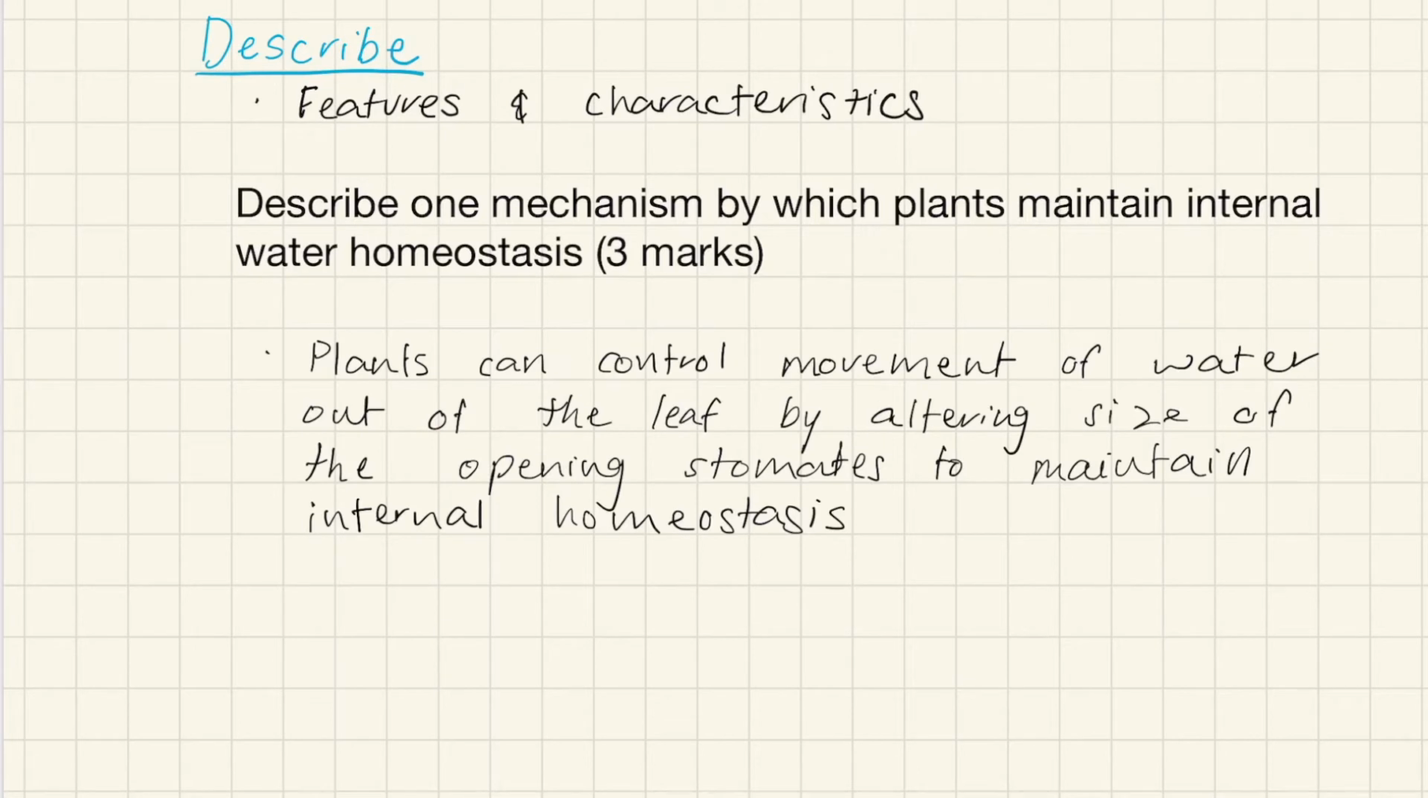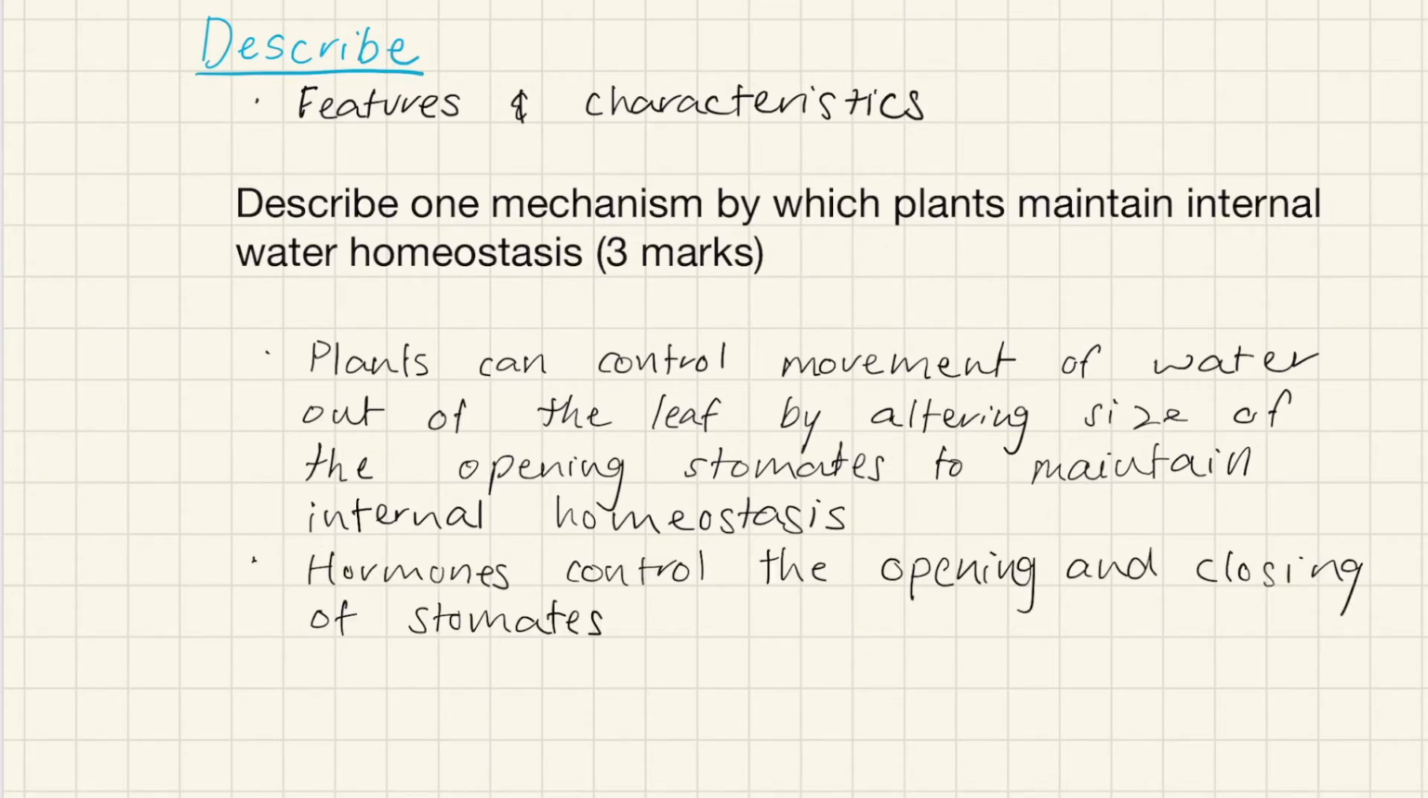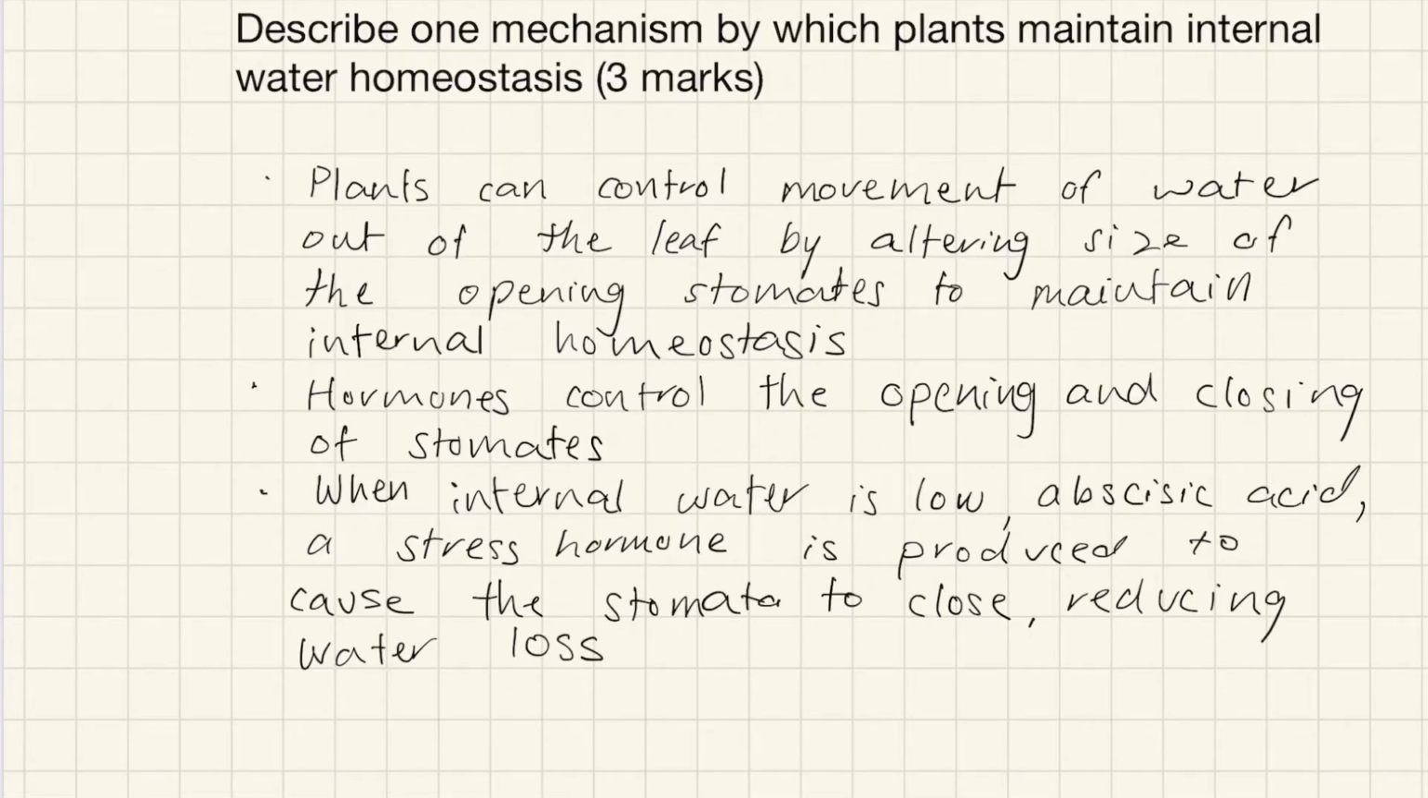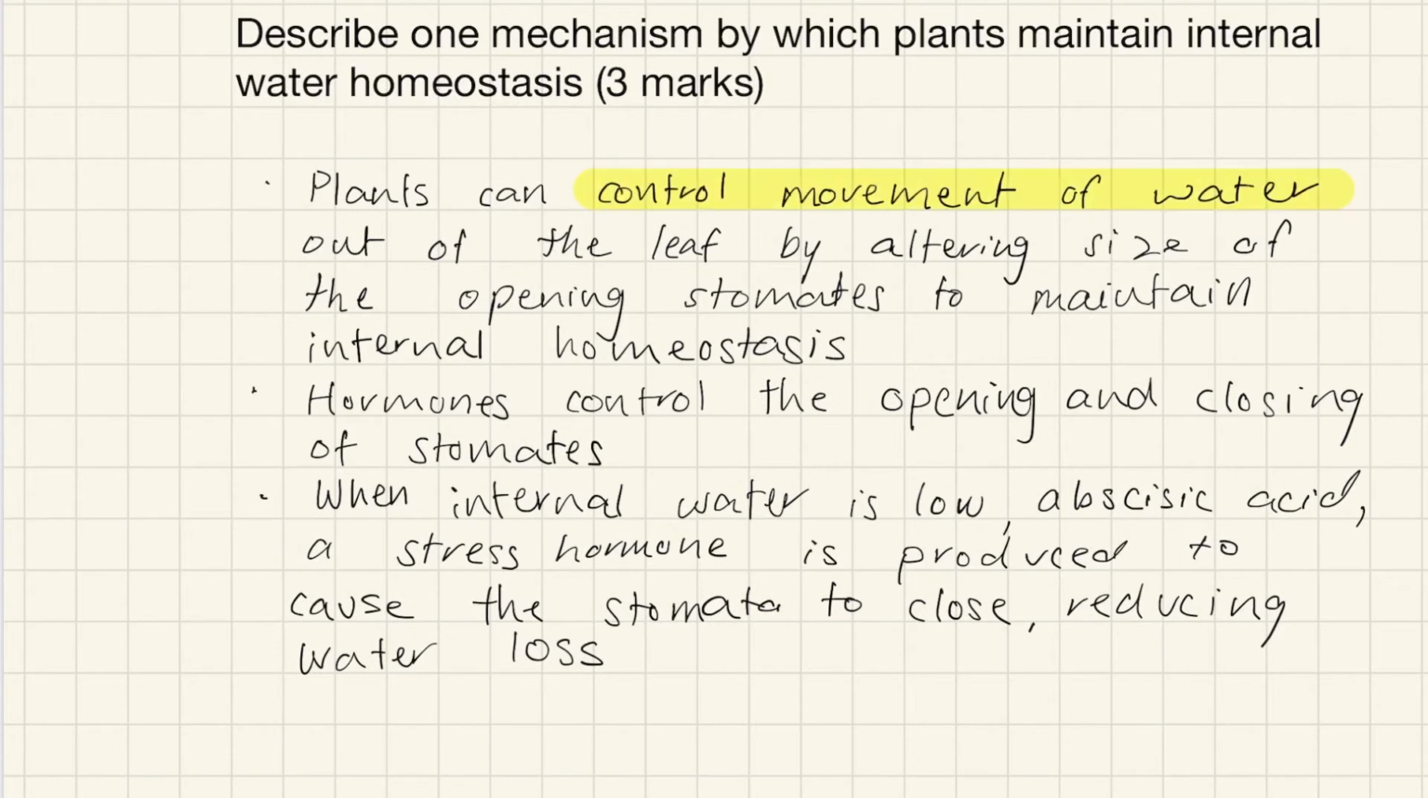This question only requires us to talk about one mechanism, so we are going to talk about how water is controlled by the opening and closing of stomates. We're going to say that hormones is what controls the opening and closing. And we're also going to say that the specific hormone is abscisic acid, which triggers the need for the stomata to close to keep in the water. And that's all you need to say. So let's go through it again, highlighting the key words. These are all the features and characteristics.